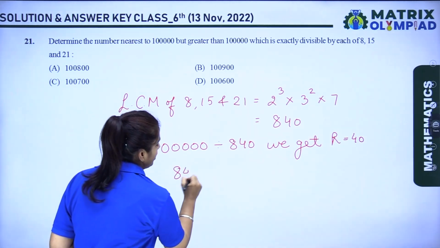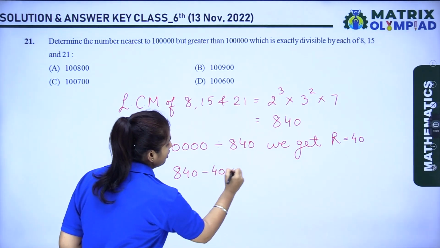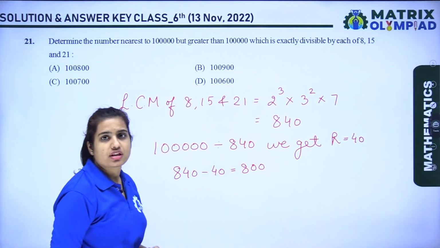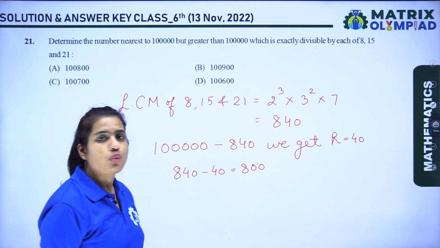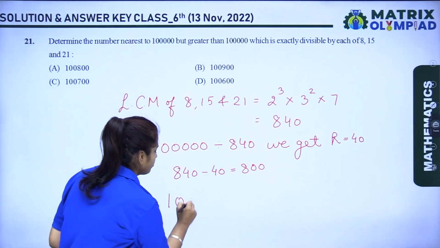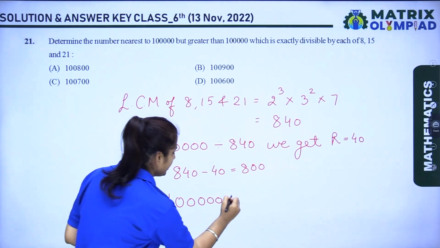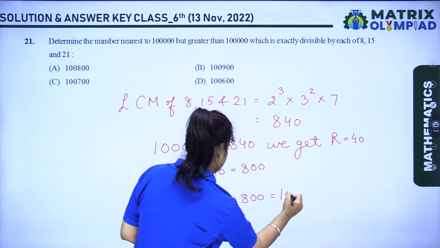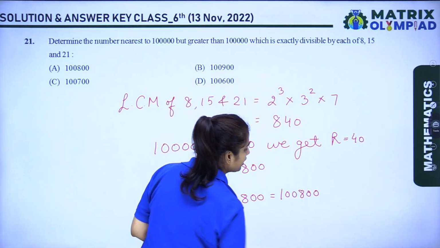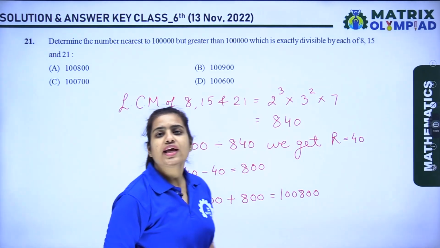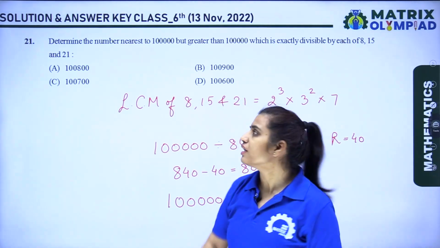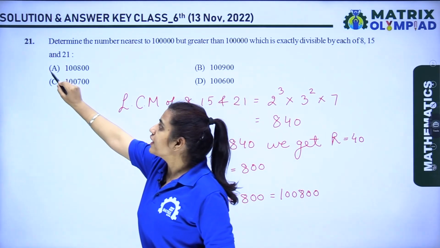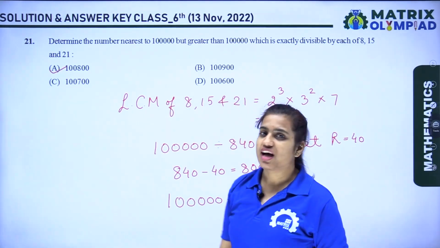Now 840 minus the remainder, we get 800. Now the last step is this 800 will be added to 1 lakh. 1 lakh plus 800 gives us 1 lakh 800. So 1 lakh 800 is the number nearest to 1 lakh but greater than 1 lakh. So according to the question, we can say that option A is the correct answer.